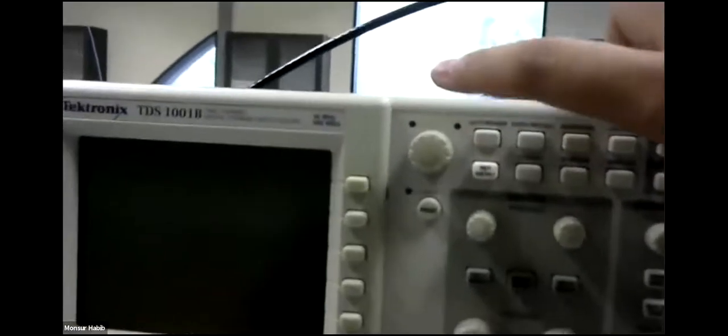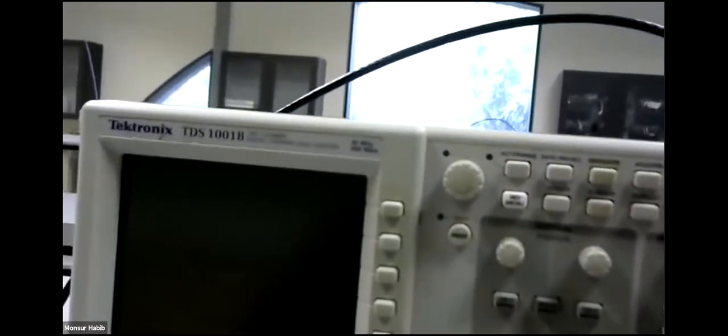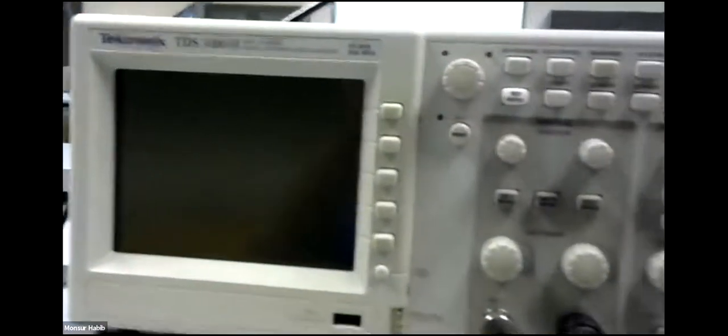So for this oscilloscope right here, it's this function called auto range. This will immediately find the maximum and minimum voltages and display the voltages here accordingly.